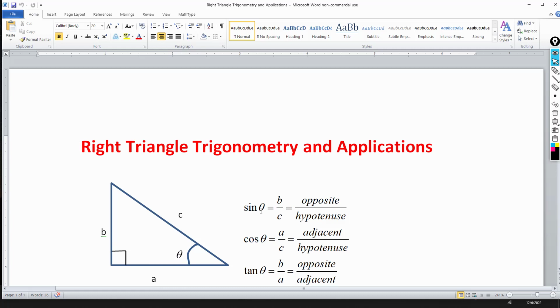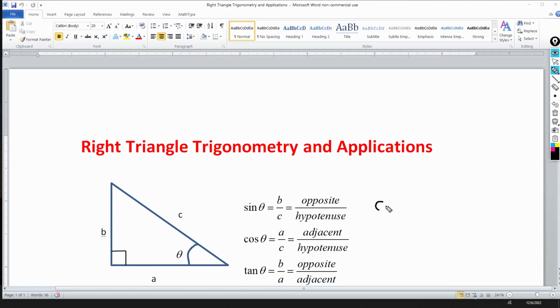So we can say the sine of theta is opposite over hypotenuse, or B over C. The cosine of theta is the adjacent side A over the hypotenuse C, and the tangent is opposite over adjacent, or B over A. And those are the main trig functions that you need to work problems involving right triangles.